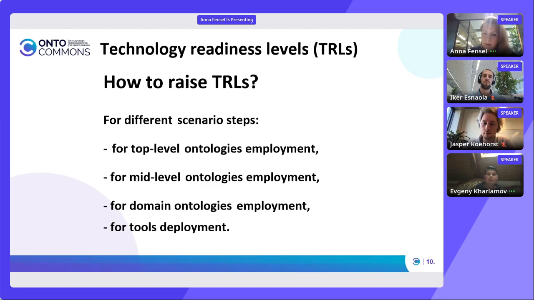If I understood the question correctly, I got disconnected for a few minutes. Then the question was on the top level ontologies and how to convince the people that it's a good thing, it's a useful thing, right? This was the question, yeah?